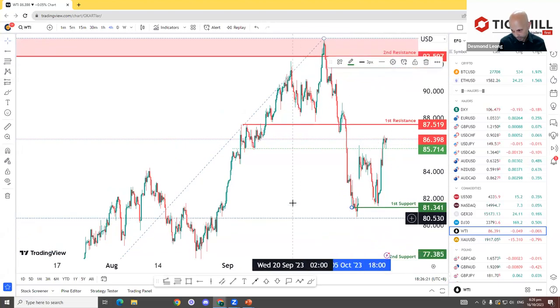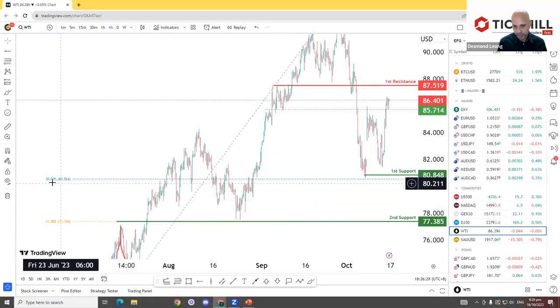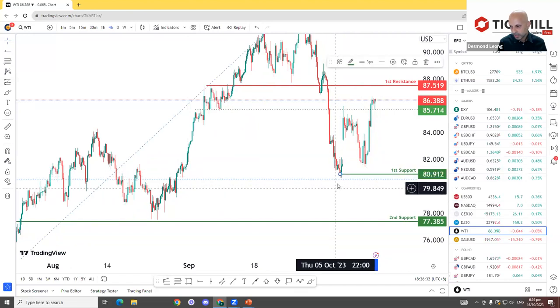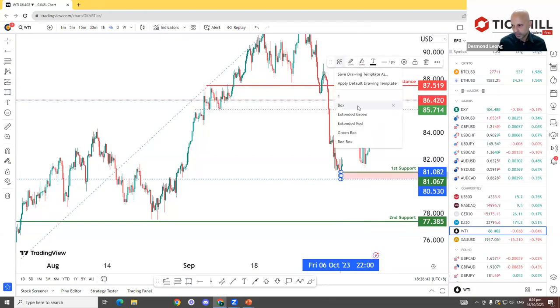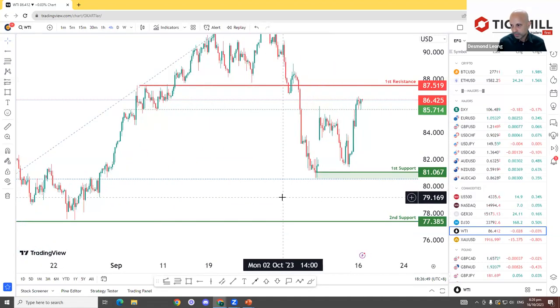Yeah, you're absolutely right that this should be a zone rather than an absolute level, because of where the 50% Fibonacci retracement level lies, and also because of where the bottom of the wicks here extend to. We can identify this as a zone rather than an absolute level. Okay, what else? Let's see. Can we use a Fibonacci retracement here?